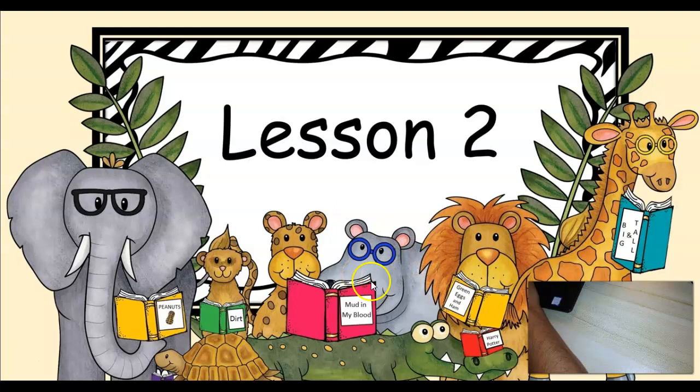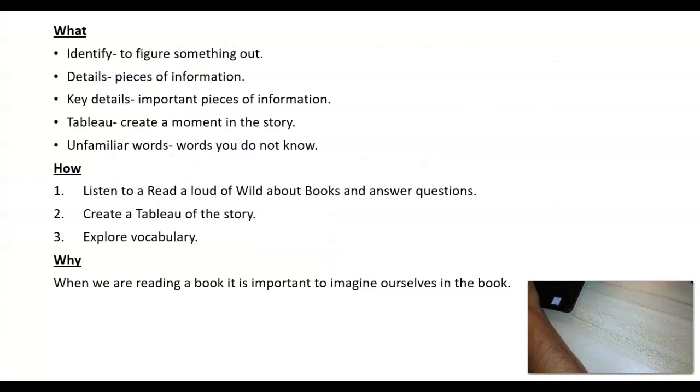So here we're going to start lesson 2. Today, what we're going to do is we're going to identify something. That means to figure something out, to look for it. Details are pieces of information. Key details are important pieces of information. We're going to do a tableau, which is create a moment in the story by acting it out. We're going to discuss unfamiliar words, so that's words that you do not know.